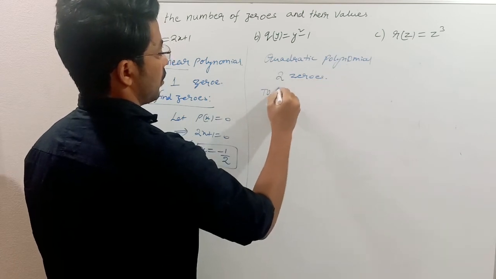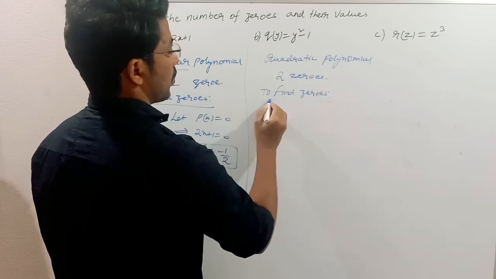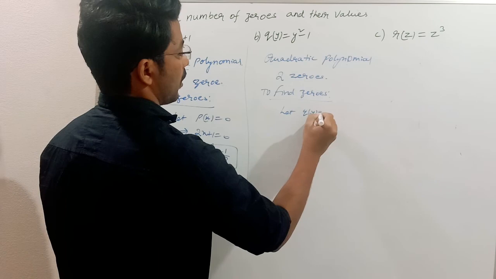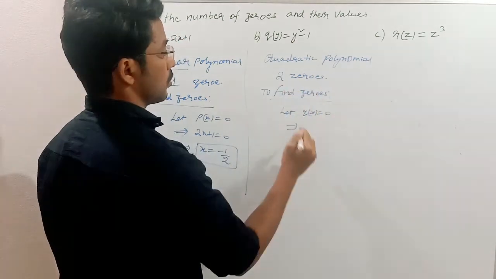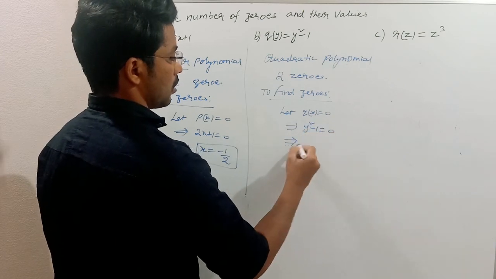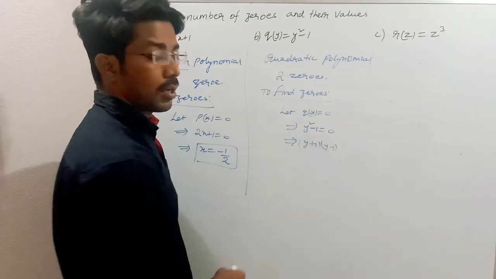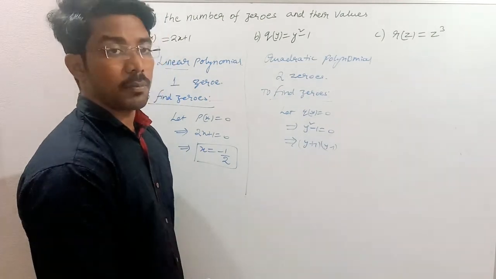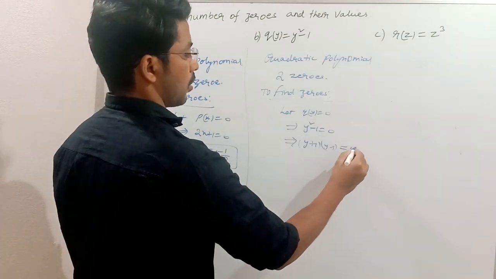So to find zeros, we have to equate the polynomial q of y to 0. Then we get the values of those two zeros. So y square minus 1 is equal to 0. We can write it as y plus 1 of y minus 1. Why? Because it is in the form of a square minus b square. So a square minus b square is a plus b of a minus b is equal to 0.